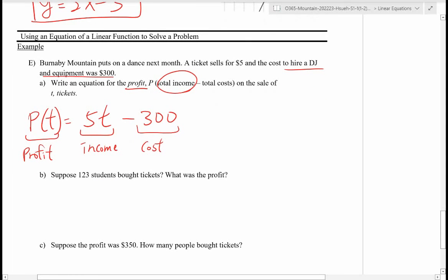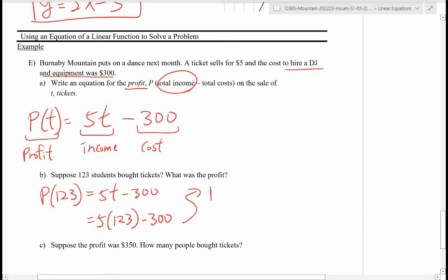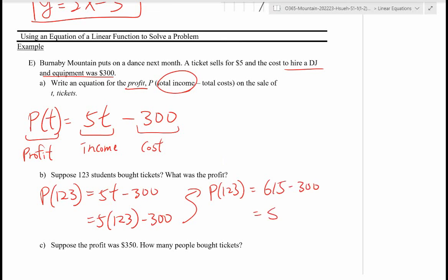Okay, part B says, suppose 123 students bought tickets. What was the profit? Well, we're looking for the profit for the number of tickets sold, which is 123. And that is equal to 5T minus 300. So all you have to do is plug in 123 into T, and then put it into a calculator. 5 times 123 is 615, I believe. So P of 123 should equal 615 minus 300, which is $315. So the profit would be $315 if 123 students bought tickets.